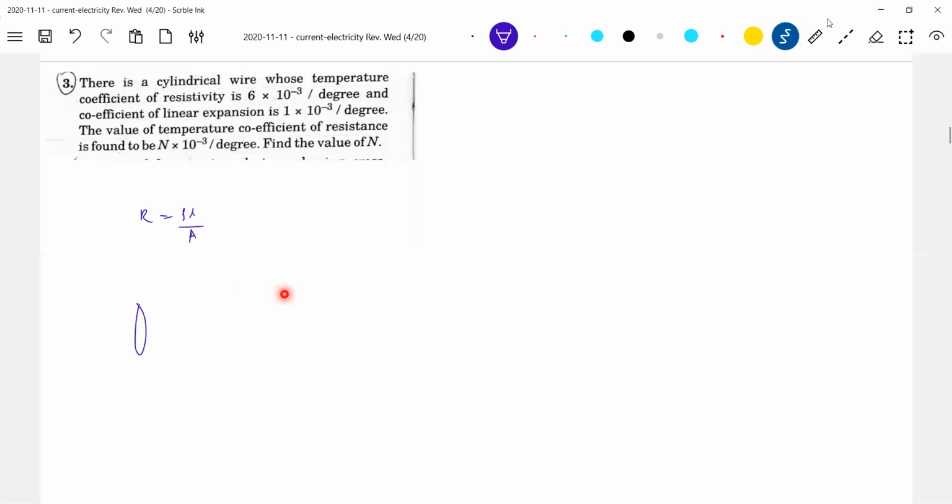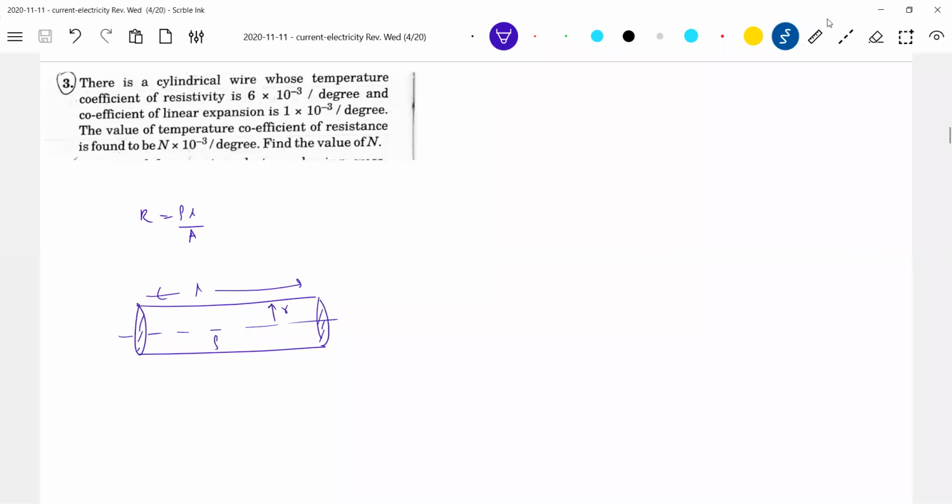The idea is like this. The radius is R, the length is L, and the resistivity is rho. Look at this one: the resistivity is not a constant. Even this will vary with the temperature. Length and area also change due to thermal expansion, and the temperature coefficient of resistivity is given.